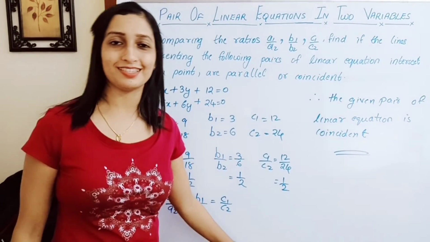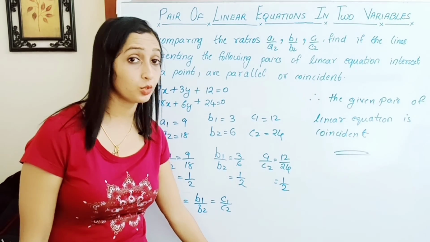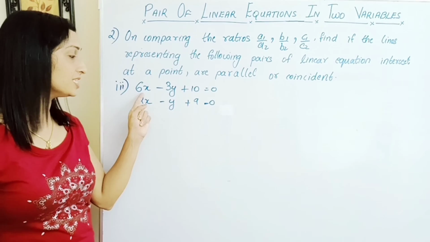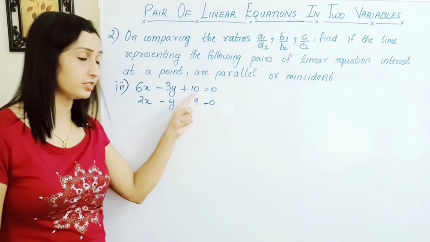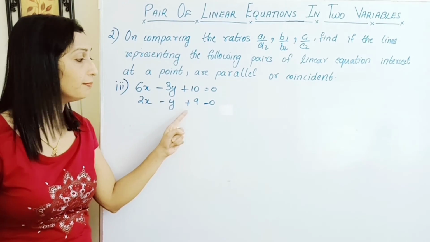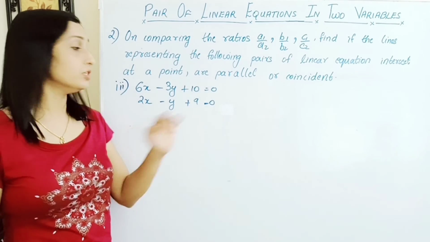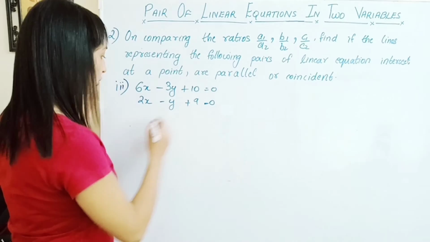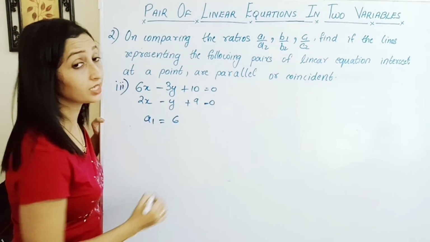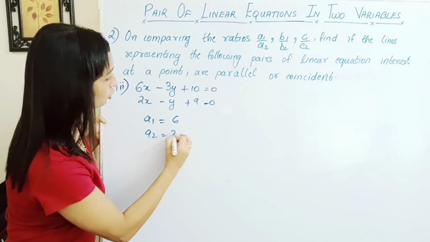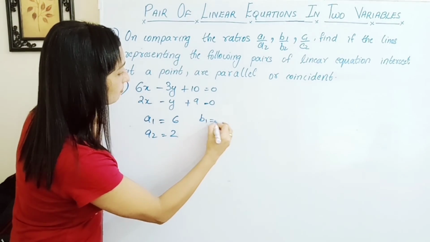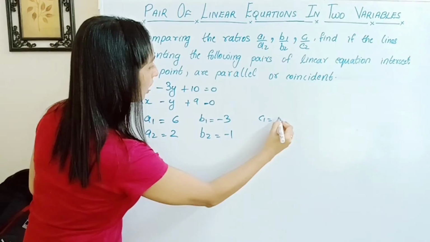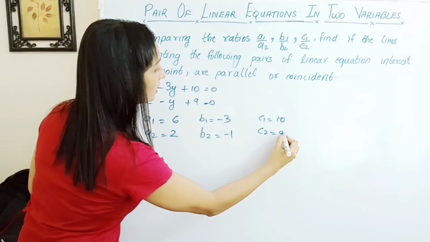This is our answer. So now let's move on to our next question, which is part 3. So this is our part 3, which is 6x minus 3y plus 10 equals 0 and 2x minus y plus 9 equals 0. So now let's write down our A1, A2, B1, B2 and C1, C2. So what is A1 here? A1 is 6, A2 is 2, B1 is minus 3, B2 is minus 1, C1 is 10, C2 is 9.